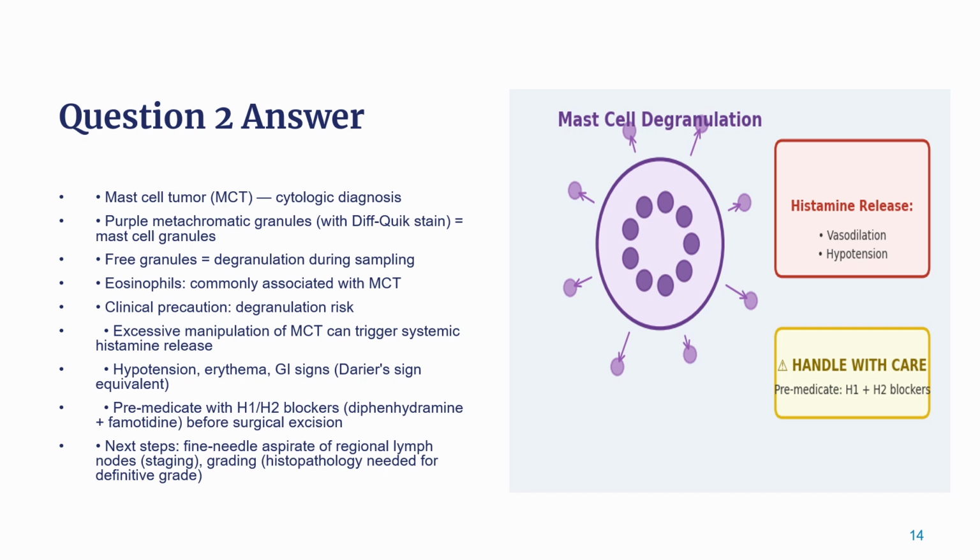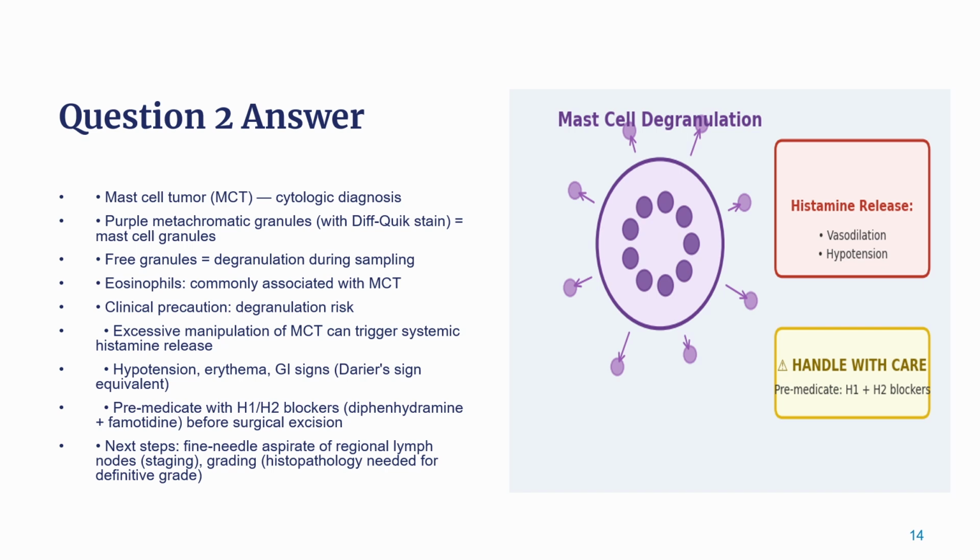The eosinophil association is a classic secondary finding, but the important clinical teaching point here is degranulation. Mast cells are loaded with histamine and other vasoactive substances, and if you manipulate the tumor aggressively or during surgical resection, you can trigger systemic release of those mediators. The dog can go into anaphylactoid shock.